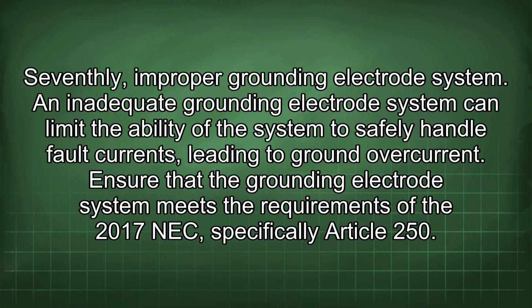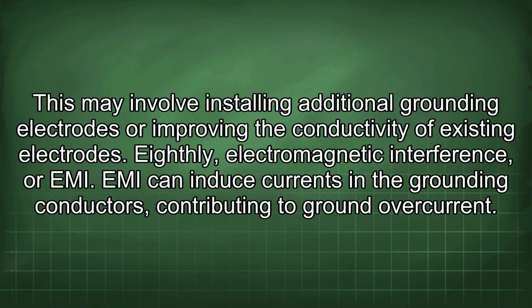Seventhly, improper grounding electrode system. An inadequate grounding electrode system can limit the ability of the system to safely handle fault currents, leading to ground overcurrent. Ensure that the grounding electrode system meets the requirements of the 2017 NEC, specifically Article 250. This may involve installing additional grounding electrodes or improving the conductivity of existing electrodes.